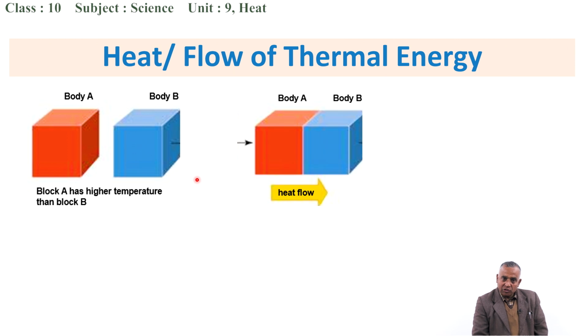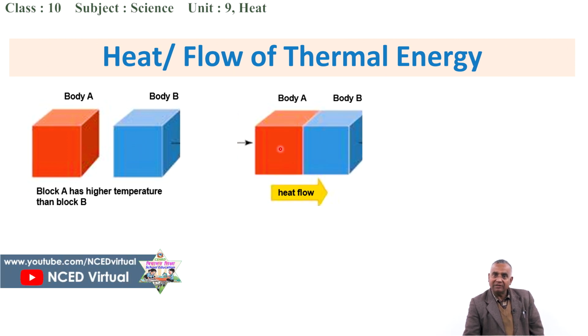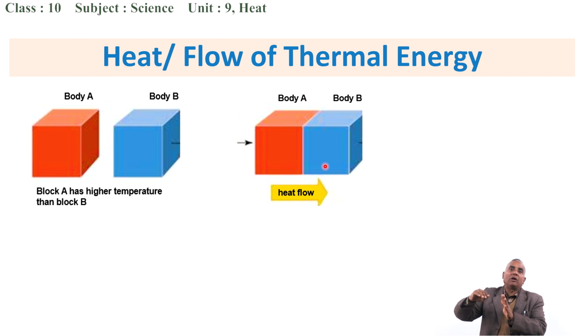And if these two are kept in thermal contact, means they are kept in such a way that heat can pass from one object to another object. So you know from where to where the heat will transmit. Yes, that is shown by this arrow also. So heat will flow from what? More temperature to less temperature. That means from hotter object to colder object. Yes, that is heat. That is flow of thermal energy.